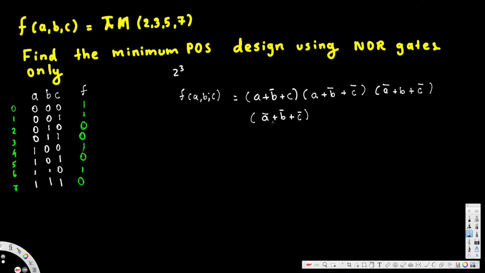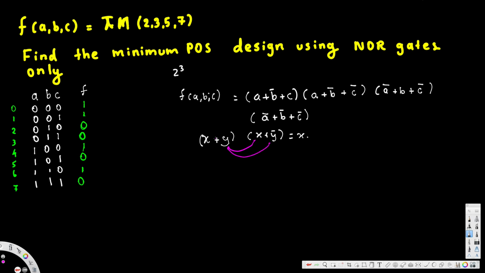Now let's see whether we can simplify this one. In order to simplify, we can use one of the equations. An equation says (x plus y) times (x plus y bar) is equal to x. If you want to prove this, it's easy to prove, because we just have to FOIL it.